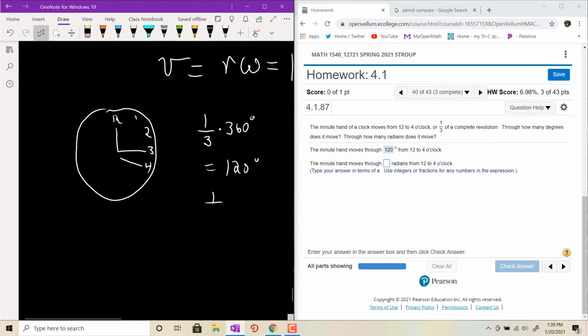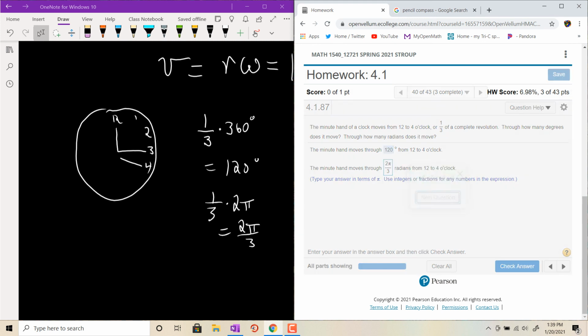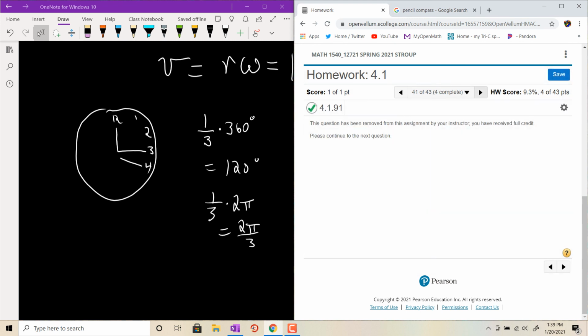A complete circle would be 2 pi, so you want to go 1/3 times 2 pi. And that'll be 2 pi over 3, of course. We needed a fraction in there, and then we need 2. Whoops, it gives us that. There it is, 2 pi over 3. Check the answer. Yay. Okay, and then we did this one.